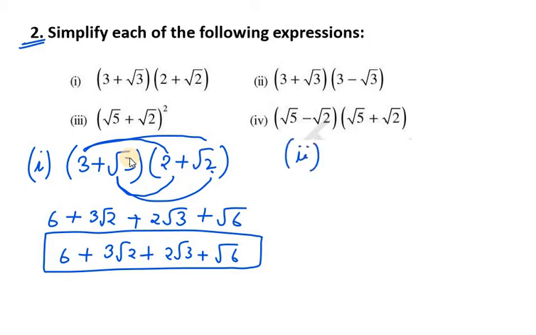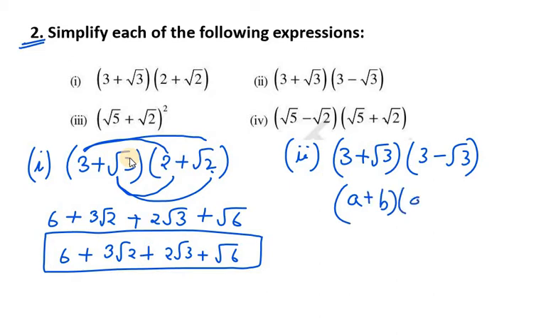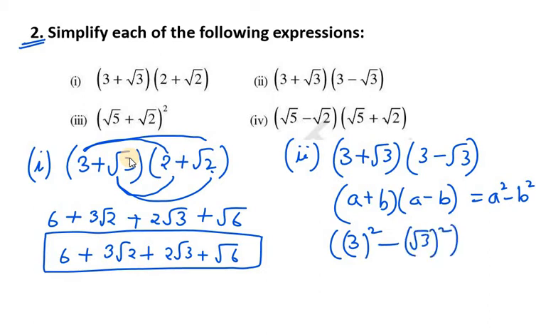Now the second one is quite simpler. In this we can make use of one identity we know, that is (a plus b)(a minus b) equals a square minus b square. In this a is 3, one is positive and another is negative, and their numbers are the same as well. So 3 square minus under root 3 square. 3 square is 9, and the second term, under root and square, gets cancelled. 9 minus 3 is 6. So the answer for the second is 6.